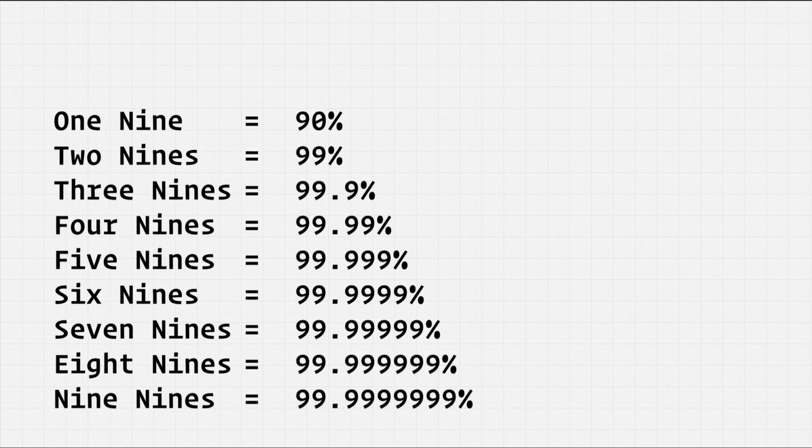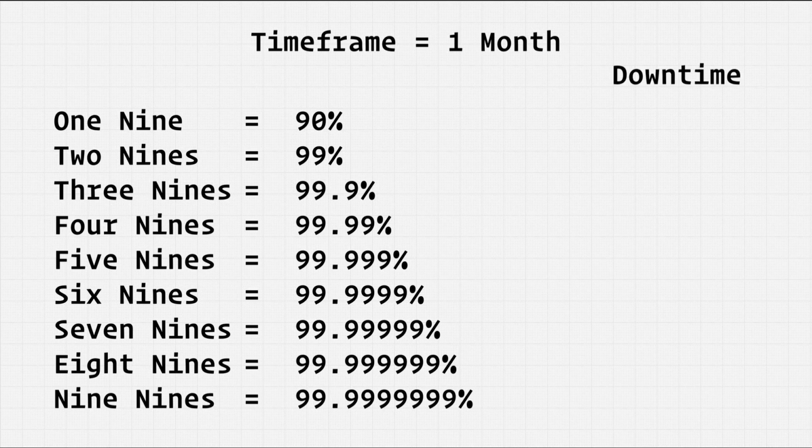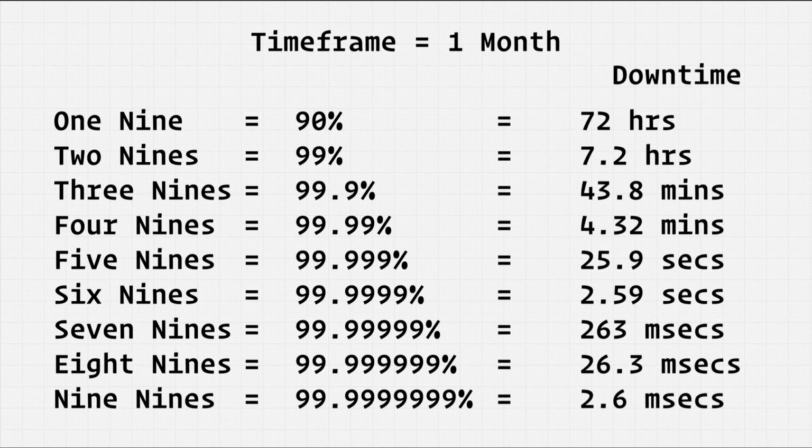Here, with this aim, you essentially look again within a certain amount of time. So within a time frame of 1 month, let's say, for example, how much downtime are you allowed to have? If you have 1 nine, then you have 72 hours. Now, if you are at the maximum 9 nines, the most downtime you're allowed to have within 1 month is just 2.6 milliseconds. That means your system is down only for 2.6 milliseconds.